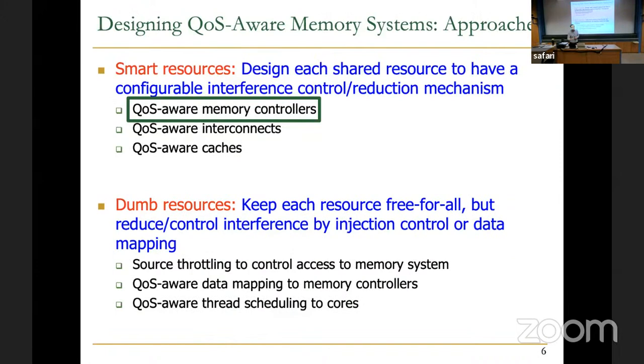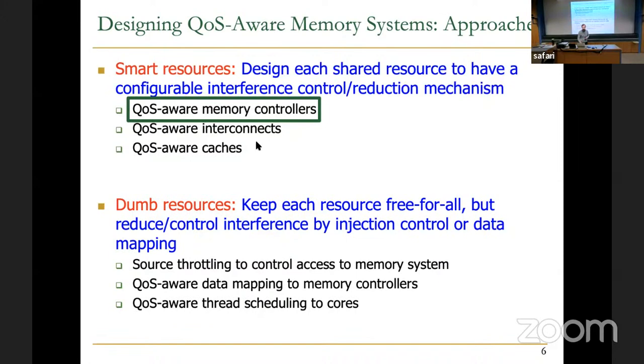And we were talking about basically two major approaches to designing these systems. One is designing the individual resources that you have in the system as quality of service aware or smarter, let's say, aware of the interference, and then hope that they all together work well, or maybe add some glue logic so that they work well together. And the second is completely different, not really touching the resources that much, but actually doing something else in the system so that we can reduce the interference, doing injection control, for example, or source throttling, or data mapping, or thread scheduling. And we're going to discuss both of these.